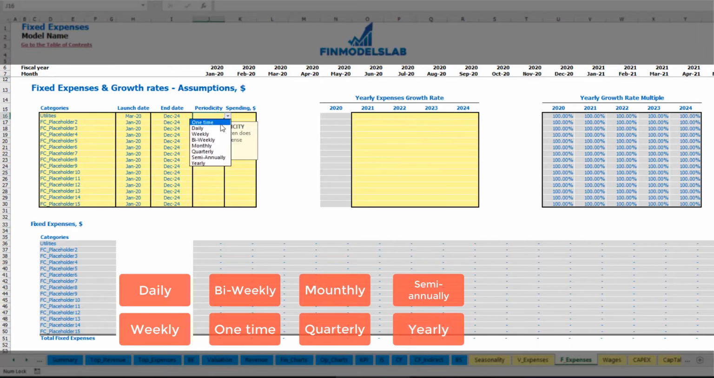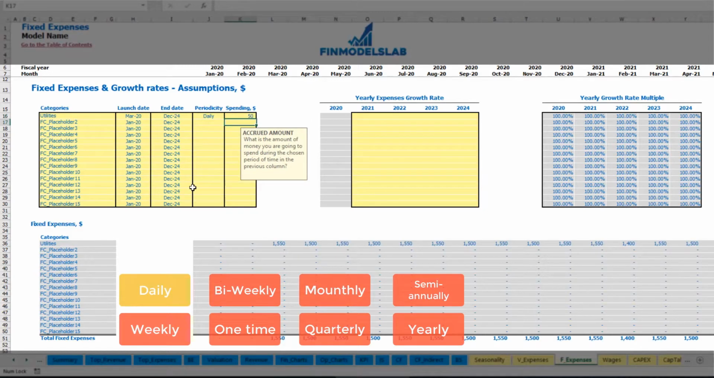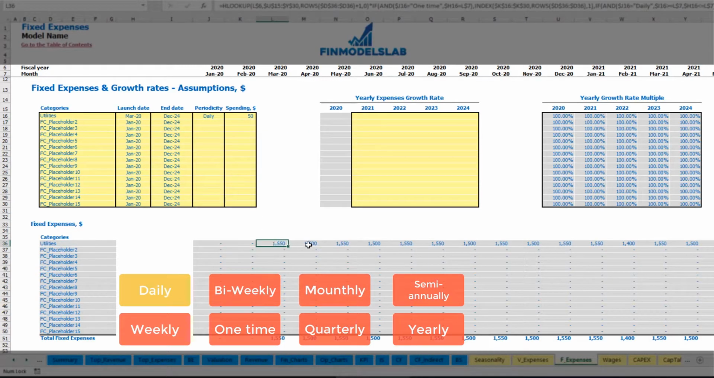Let's pretend periodicity will be daily with an amount of $50 per day. So you may see these amounts in here. It is calculated based on the count of days within this month. So obviously in March 20 you have 31 days. That's why you will have $1,550. In April you have 30 days, this means this will be $1,500.